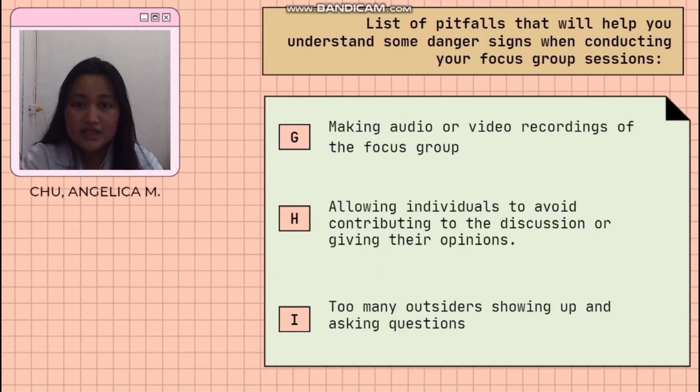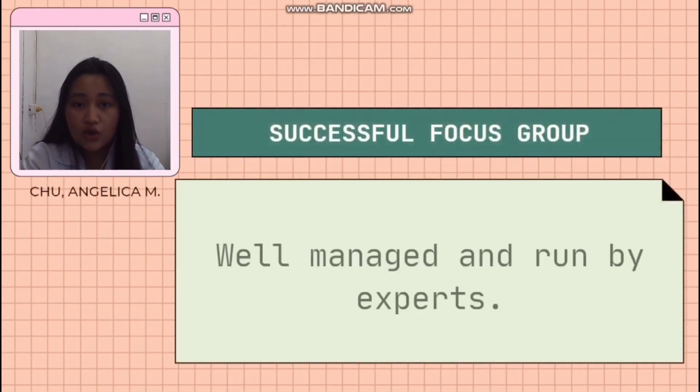Next is too many outsiders showing up and asking questions. The running of the focus group should be left to the experts and ensure that they are the only ones interacting with the members para walang disruptions, and to ensure the smooth sailing of the focus group session. To conclude the discussion on focus groups, conducting a customer focus group can be very beneficial as long as it is well managed and run by experts. And also remember to look out for the pitfalls discussed.